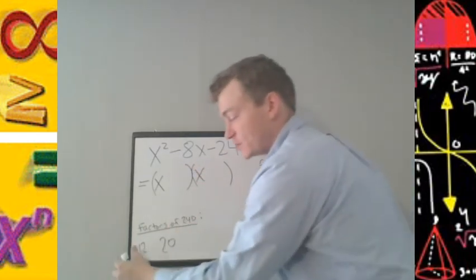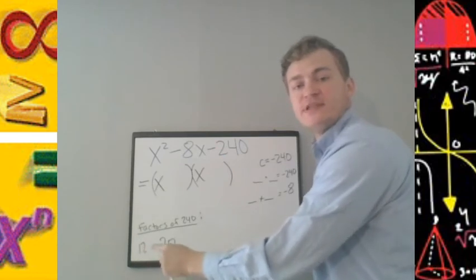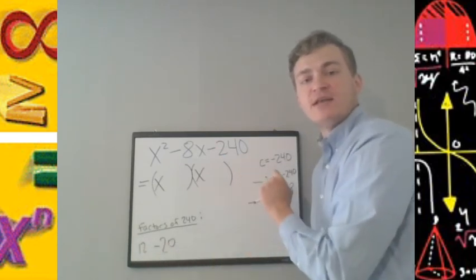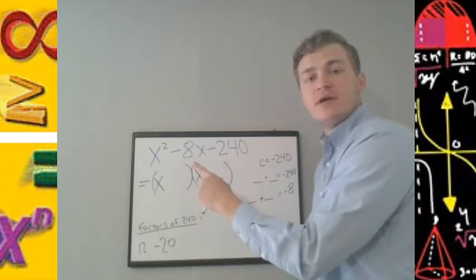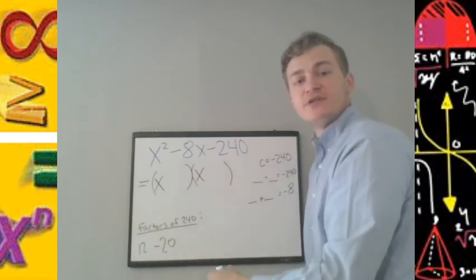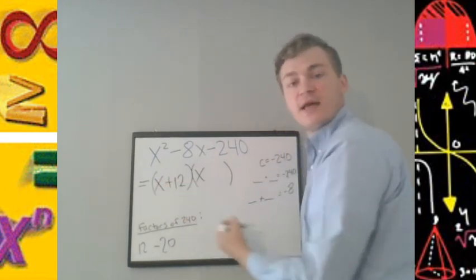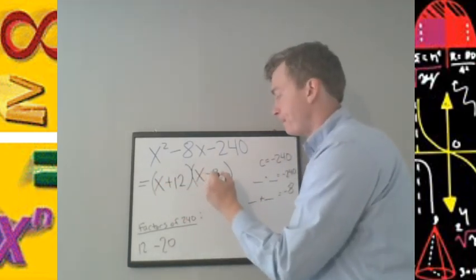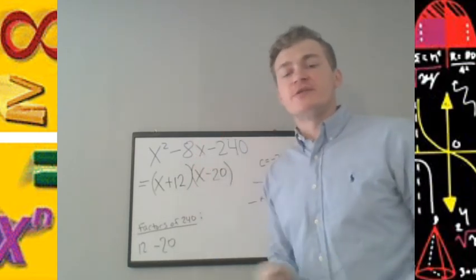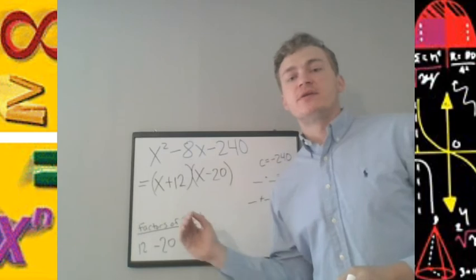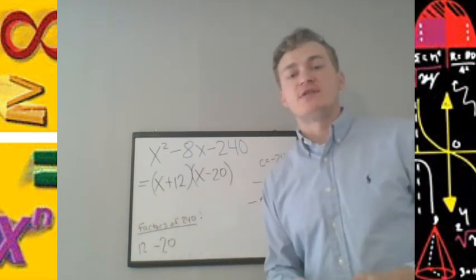That's the opposite, so let's switch the sign. Positive 12 times negative 20 is negative 240. Positive 12 combined with negative 20 is negative 8. We found the two integers, a positive 12 and a negative 20. Our trinomial factors into the product of our x plus 12 binomial and our x minus 20 binomial.